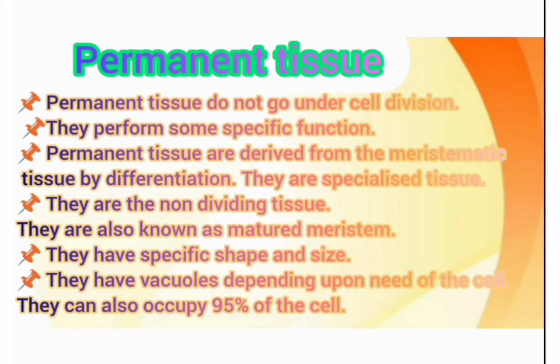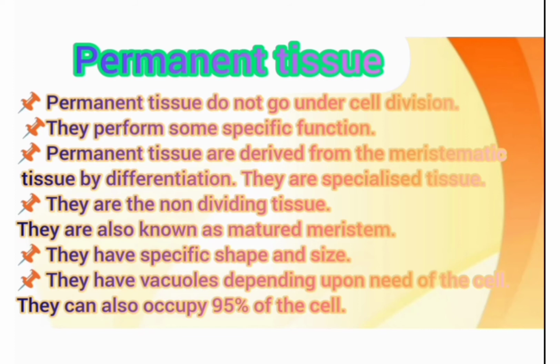Permanent tissue. Permanent tissues do not undergo cell division. They perform some specific function. Permanent tissues are derived from the meristematic tissue by differentiation. They are specialized tissues. They are the non-dividing tissues. They are also known as matured meristem.